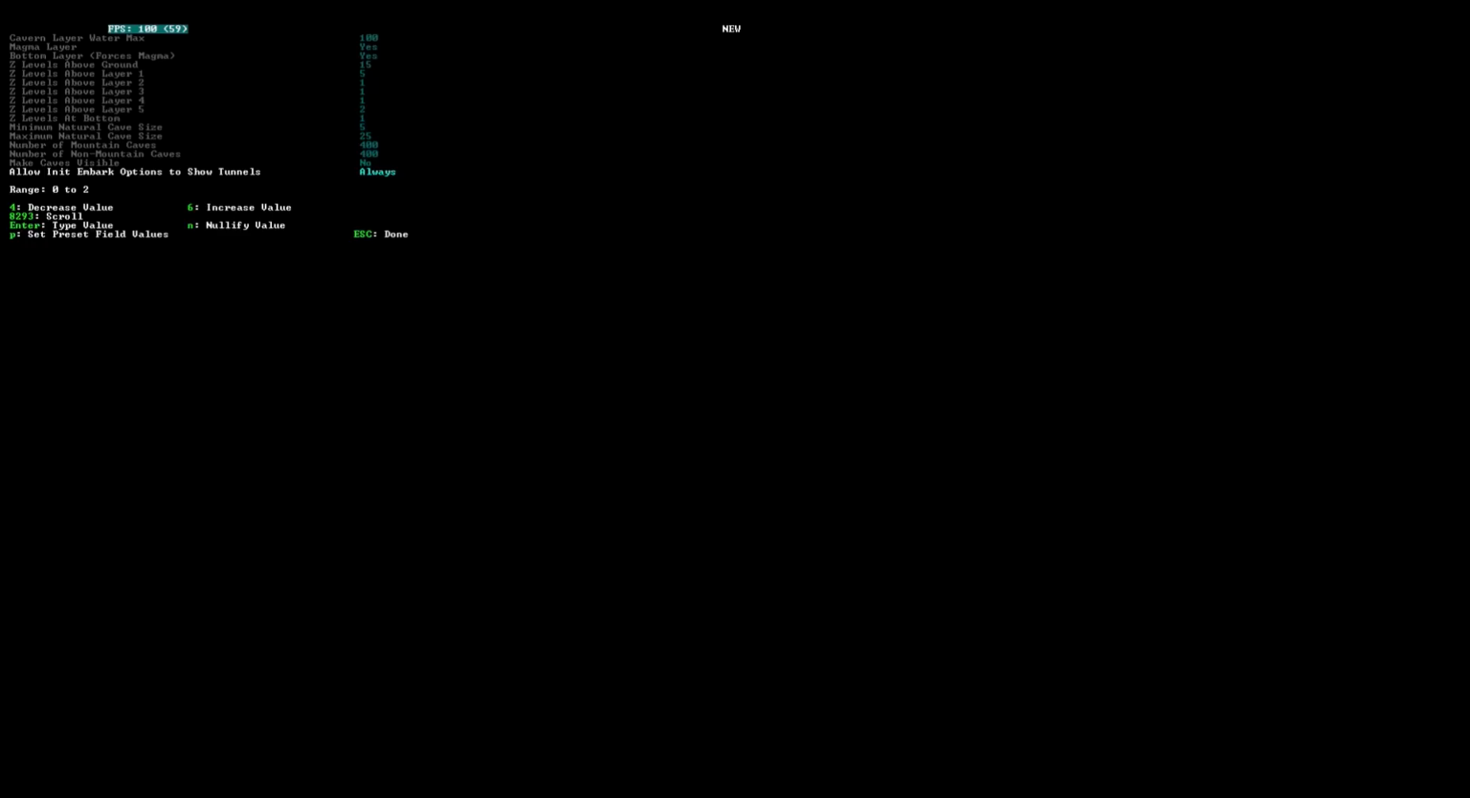Allow initial embark options to show tunnels. Apparently this doesn't do anything. 0 is no, 1 is only in Finder, and 2 is always. I've never understood that before.